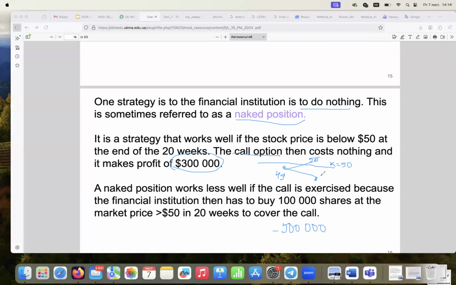If this call option wins, we need to pay every person the sum of $5, but 5 multiplied by 100,000, it is this sum. So you remember, if the option wins in this scenario, the financial institution loses.